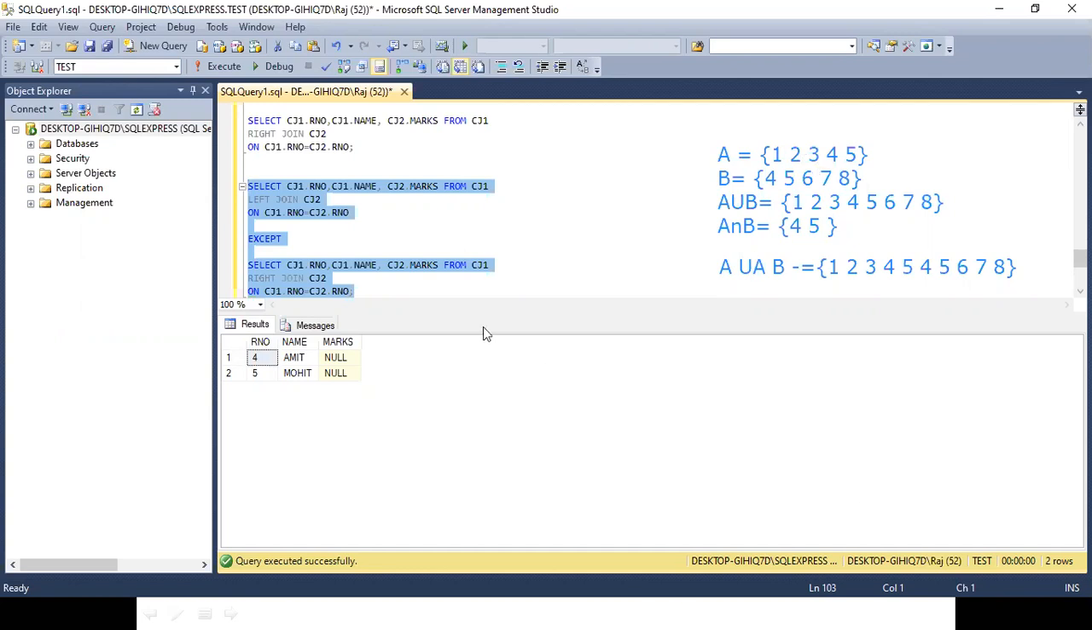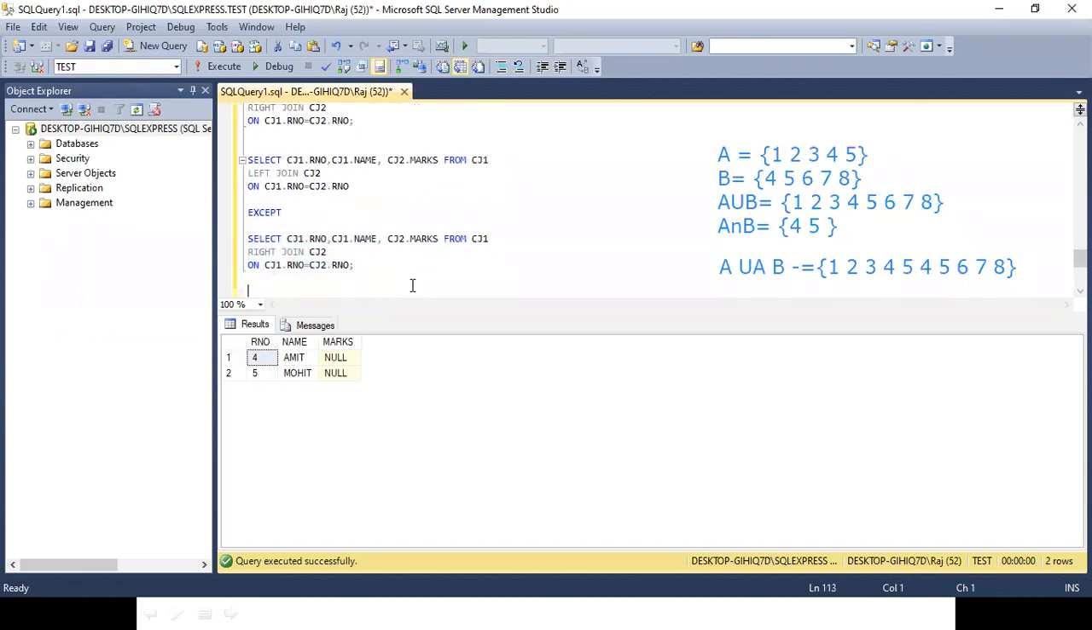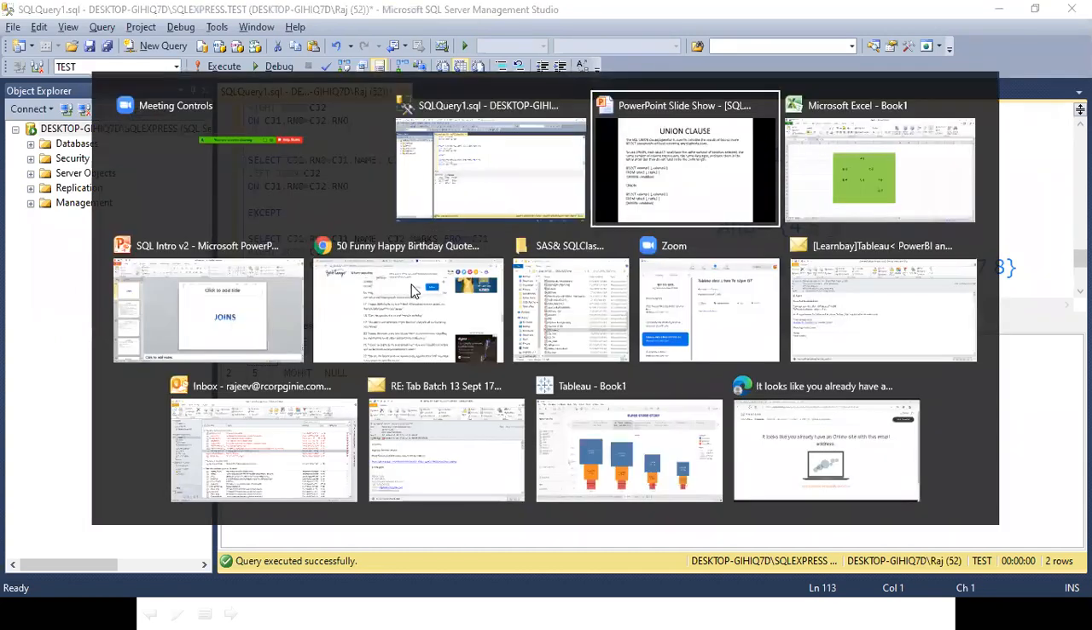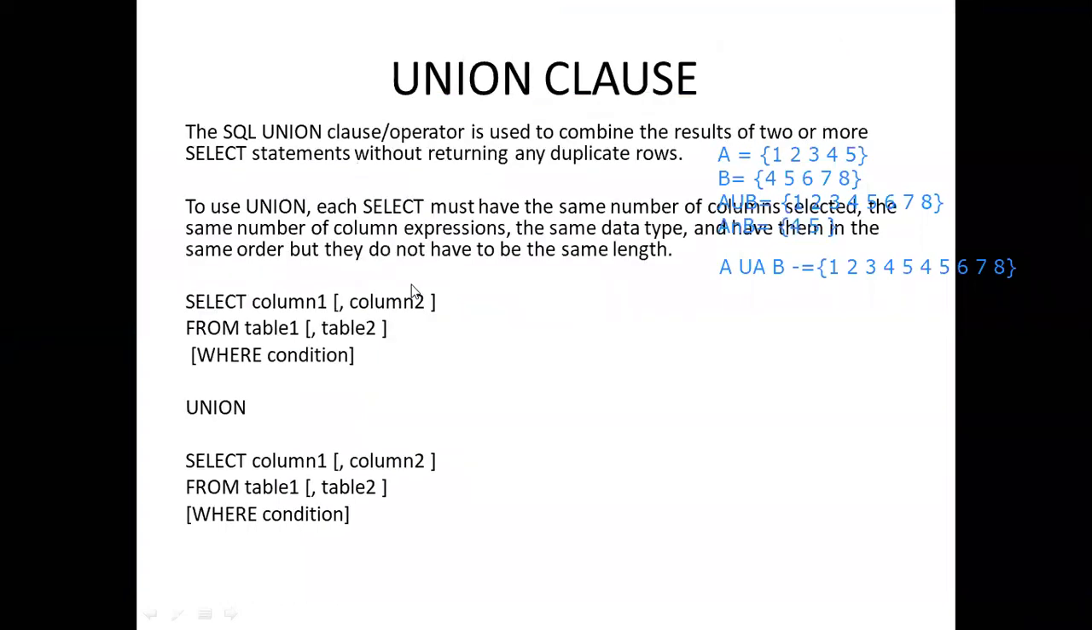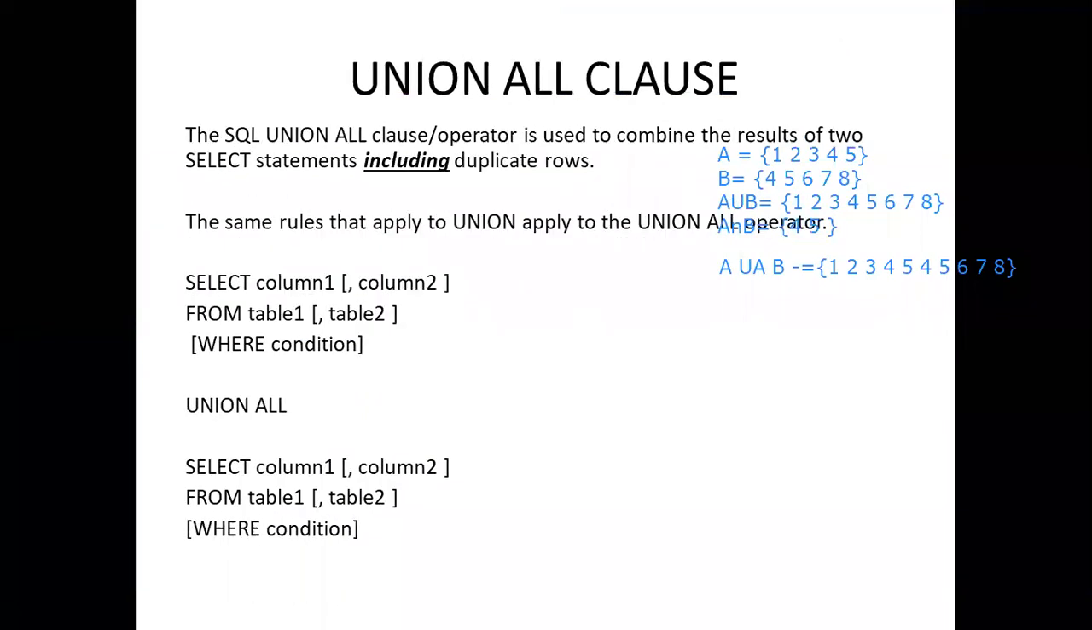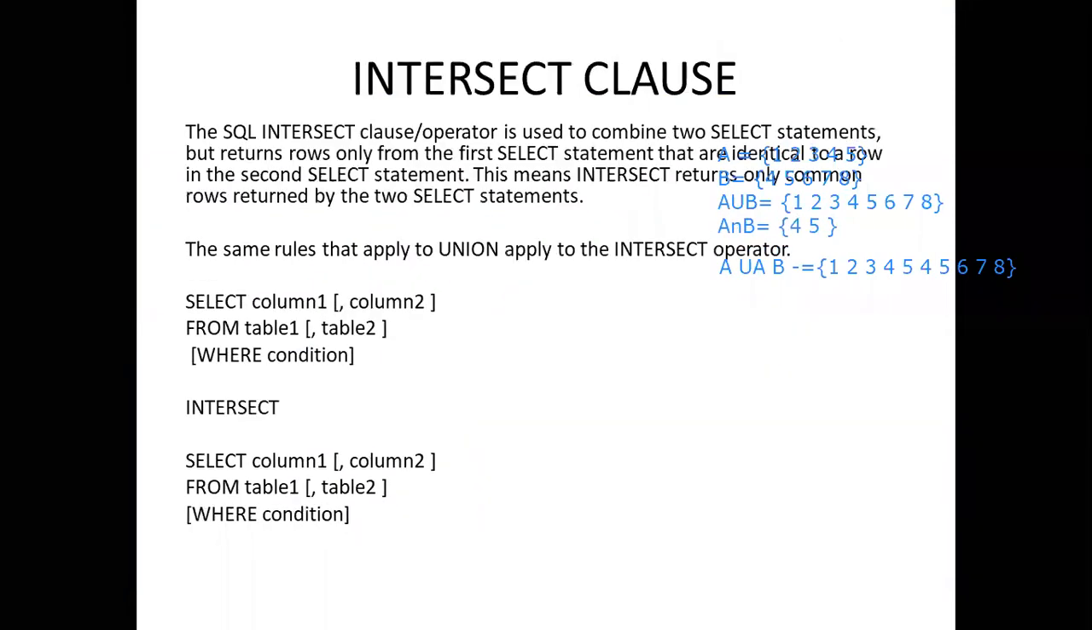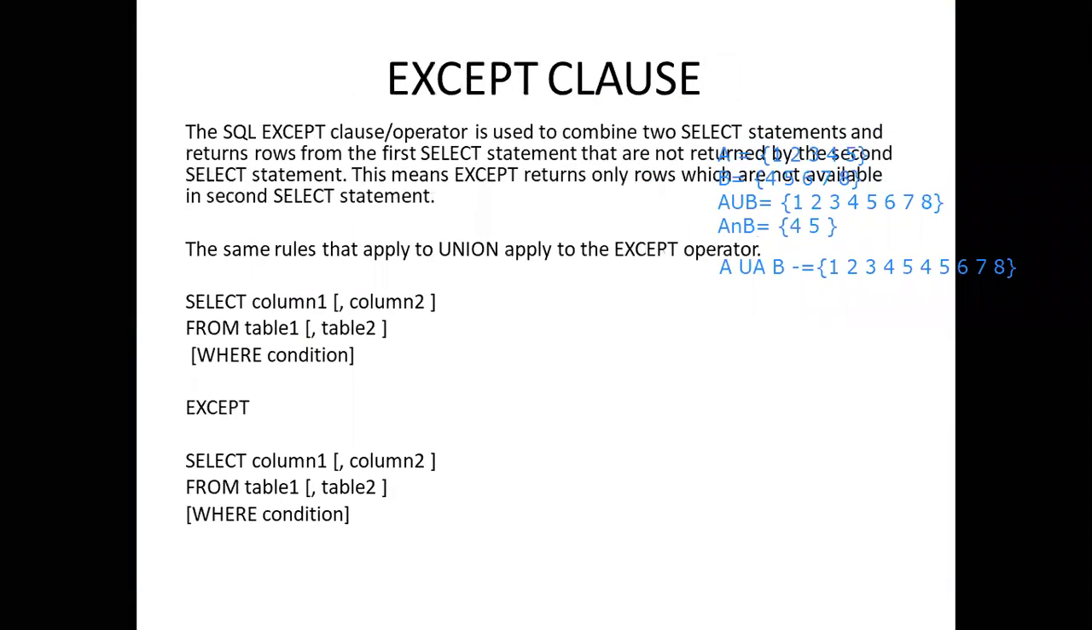So A except B. These are a few set clauses. We have union and union all. Union will simply unite the two outputs. Union all will also unite the outputs but include the duplicate records. Intersect will give you the common records between the two outputs. And except will give you all the records of the first query excluding the ones which also exist in the second query.